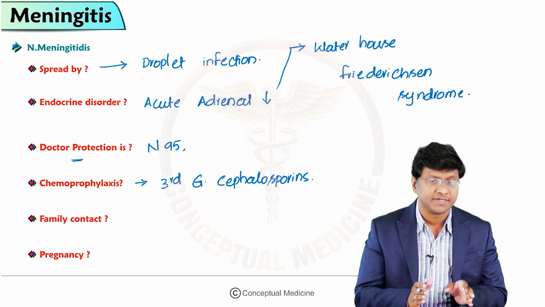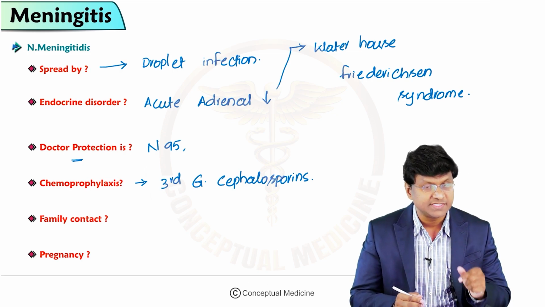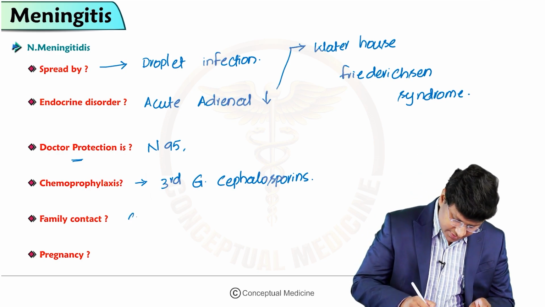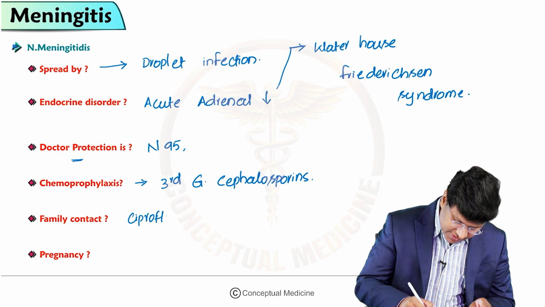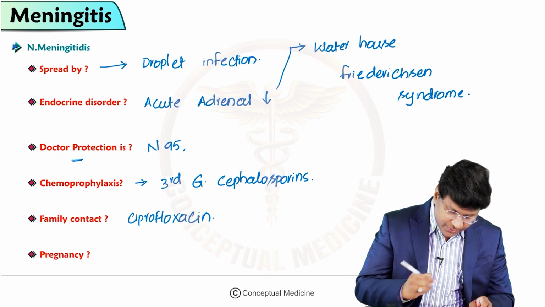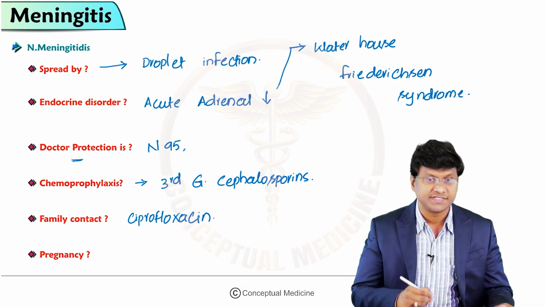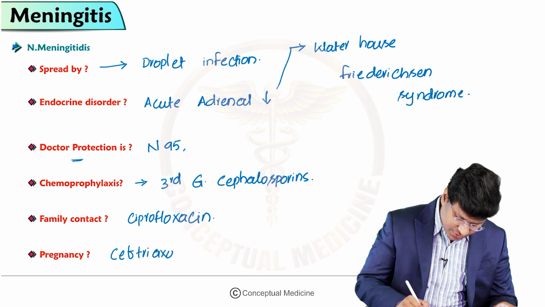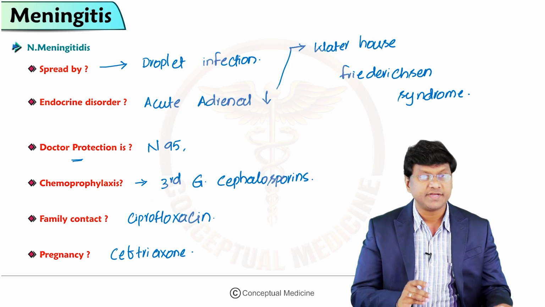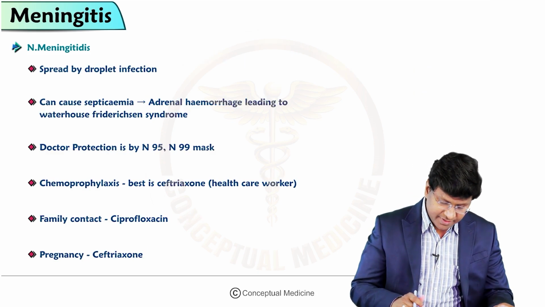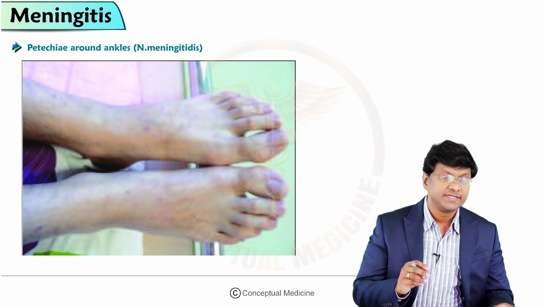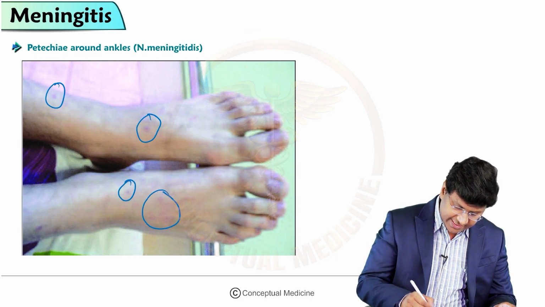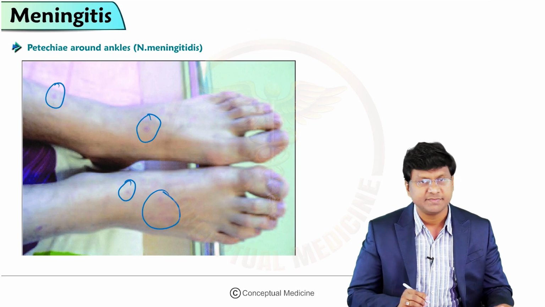And if a family member is in contact with the patient with Neisseria meningitidis infection, what does the family contact have to take as prophylaxis? That family contact has to take ciprofloxacin. Whereas in pregnancy, if there is infection by Neisseria meningitidis, what is the drug that you have to give? That is ceftriaxone. Okay, so that is the treatment of Neisseria meningitidis. And in these patients, there is appearance of petechiae around the ankle. The presence of petechiae around the ankle is a characteristic feature of Neisseria meningitidis.